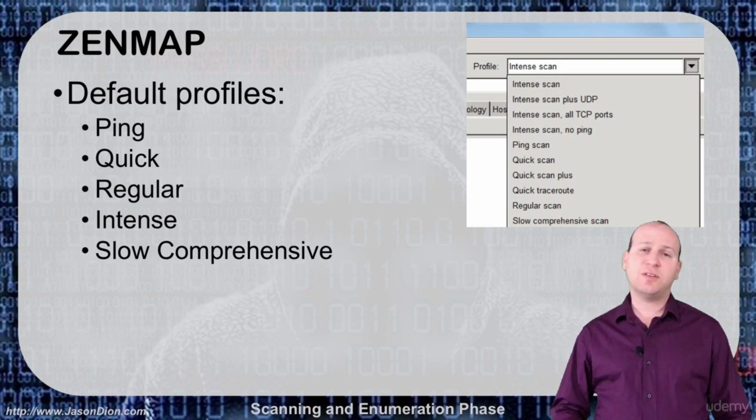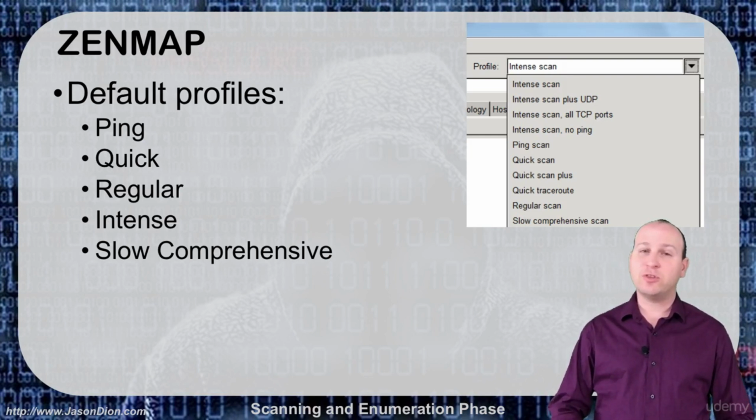When I do something like an intense scan, I actually run about 150 different scripts on it so that I can get NetBIOS information, version information, operating system information. All of that enumeration is done for me inside that intense scan. So again, it's a little bit noisier, but I'm going to get a lot of great details back. And then slow comprehensive, it's going to do even more of that.